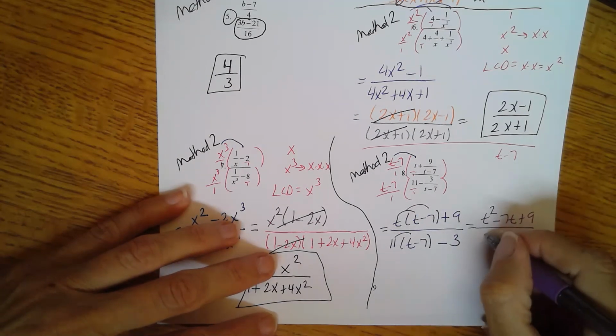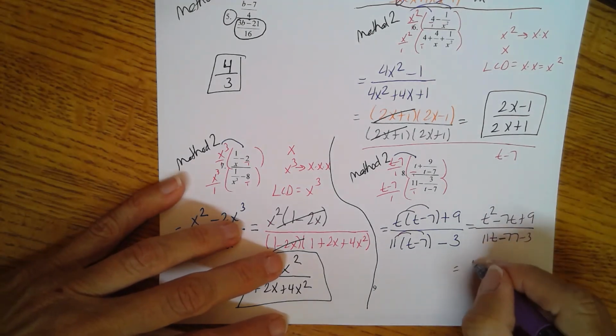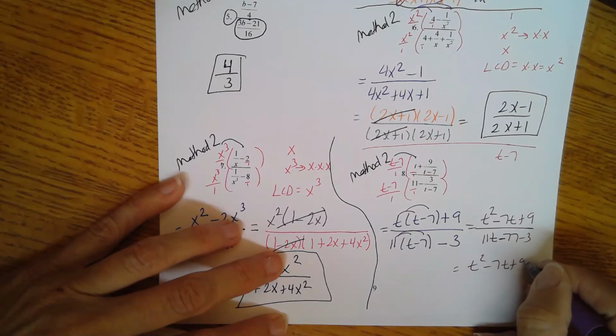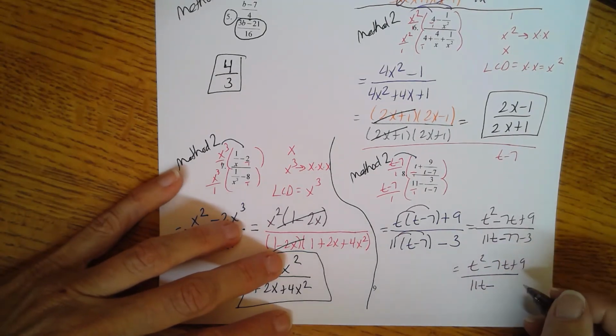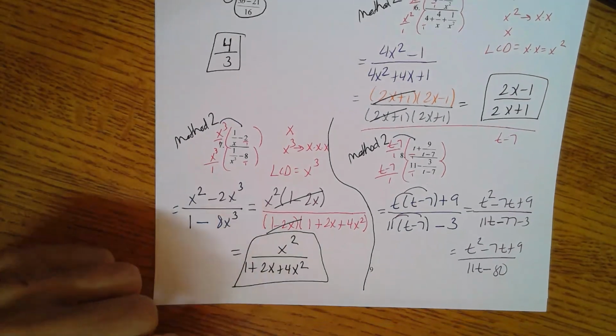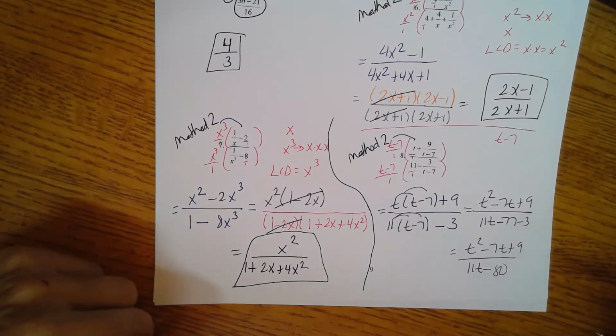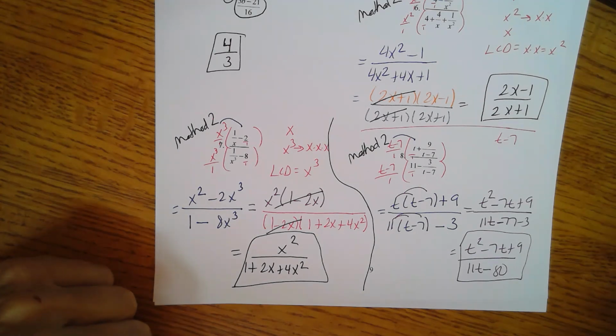All over 11 times t is 11t. 11 times 7 is 77 minus 3. So then I end up with a t squared minus 7t plus 9 on top over 11t minus 77 minus 3 would give me a negative 80, so minus 80. I do try and factor, but there are no factors of 9 that add up to negative 7, so the AC method is out, and there's nothing I can do with the denominator. So my answer should be t squared minus 7t plus 9 all over 11t minus 80.